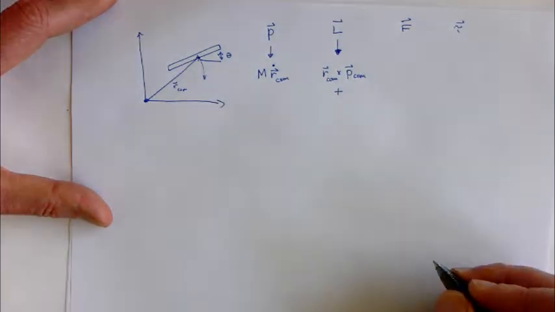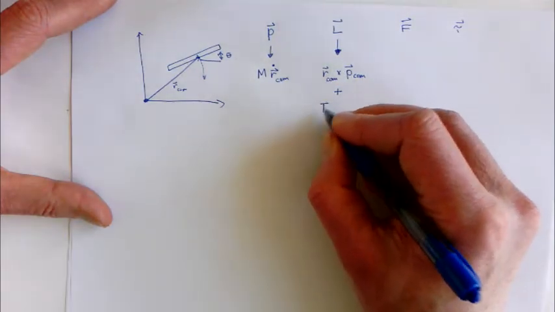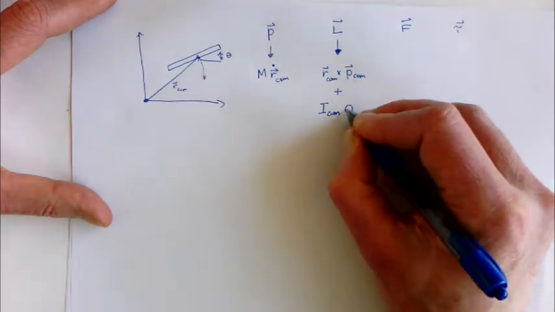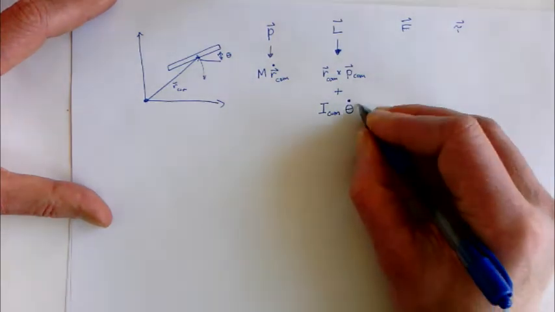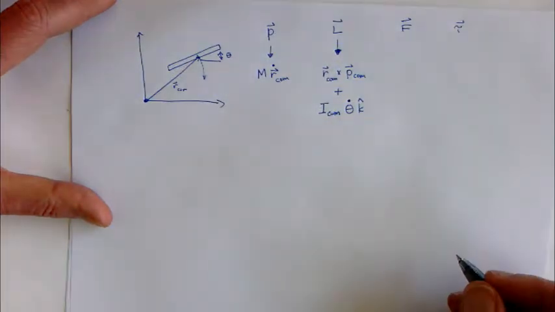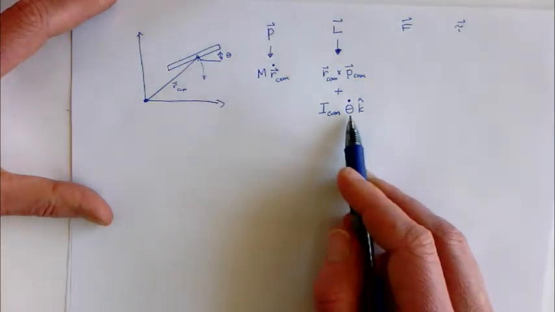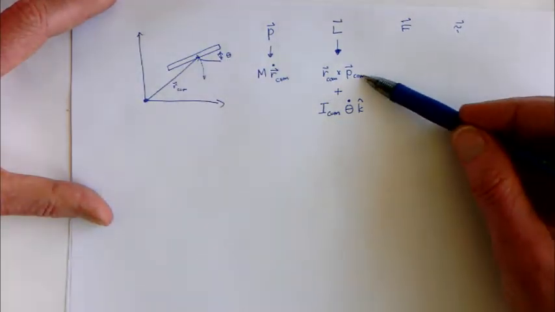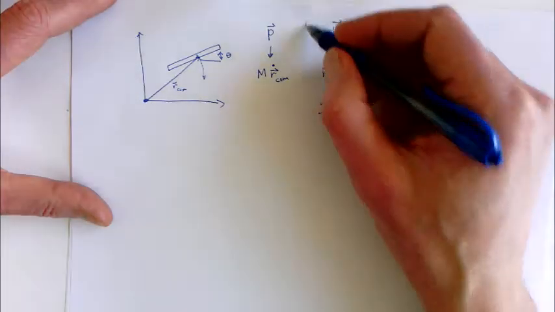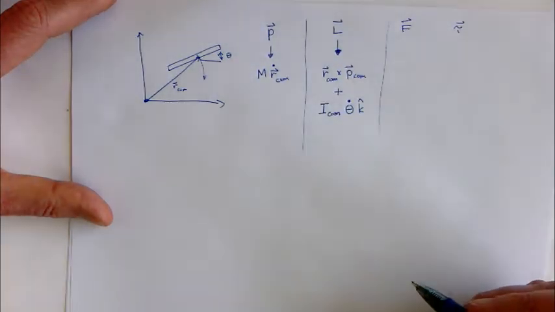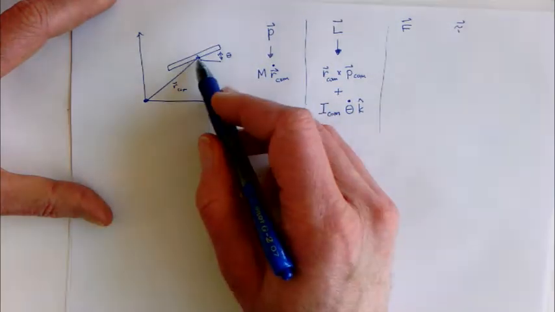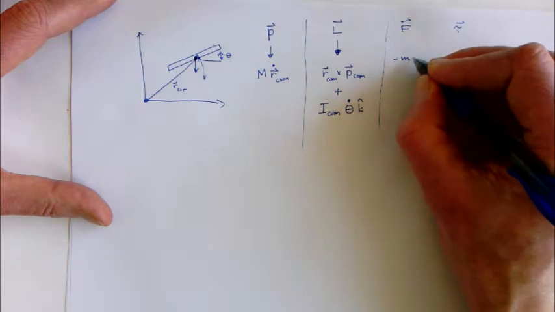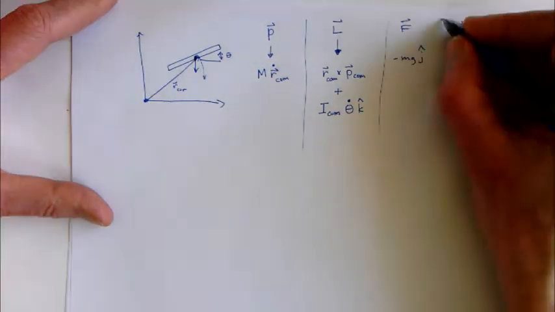And then we're going to add to that translational component the angular momentum about the center of mass. This is the moment of inertia about the center of mass times the angular velocity about the center of mass, and that is in the k-hat direction. And notice here that theta dot is also omega. It's how fast the thing is spinning. So you've got angular momentum both due to translation and due to spin. Forces in this case are pretty straightforward. There's one force and it's acting at the center of mass. So it's going to be minus mg times j hat.